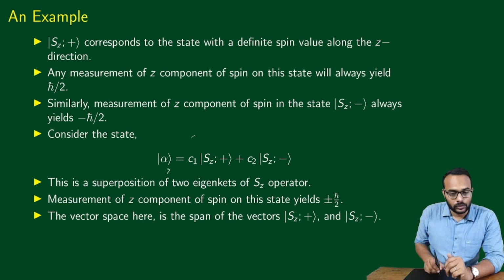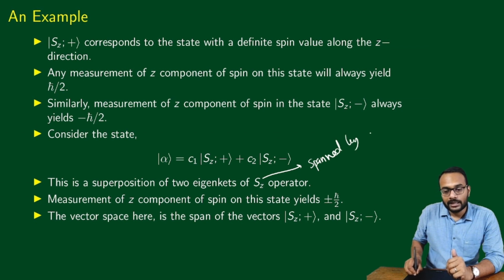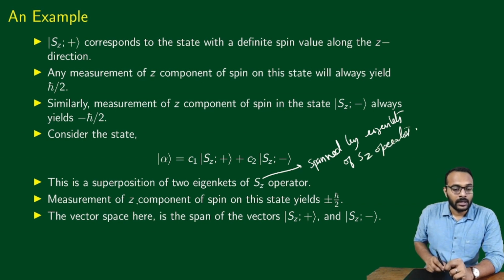So this is a superposition of two eigenkets of the Sz operator. We are talking actually about a space spanned by the eigenkets of the Sz operator. Let's get familiar with this language. Measurement of the Z component of spin on this state yields plus or minus h cross by 2. We don't know which.